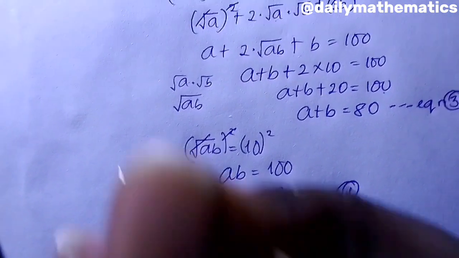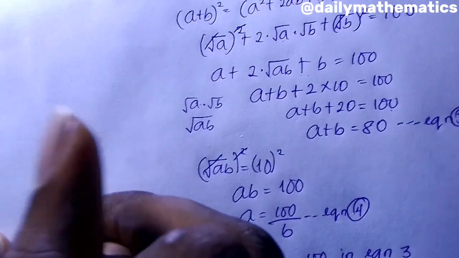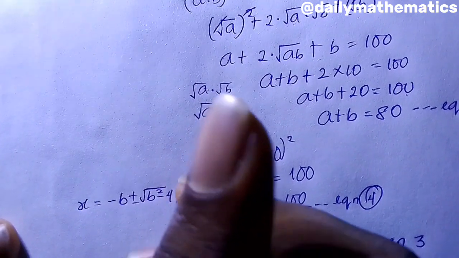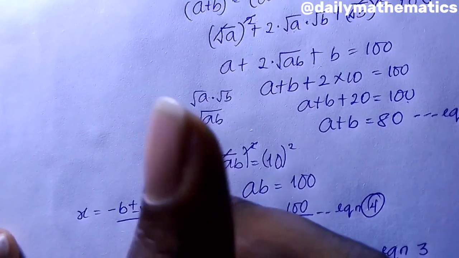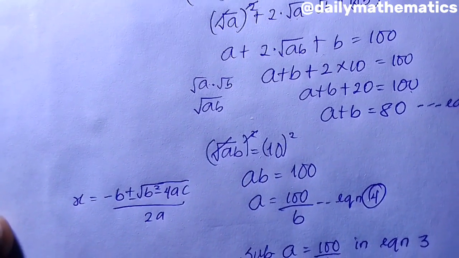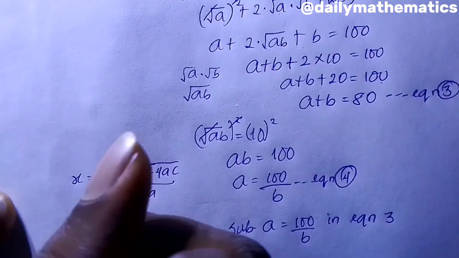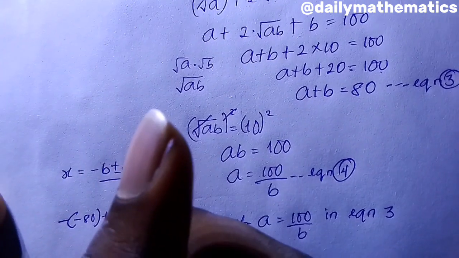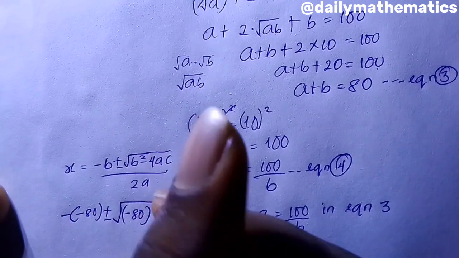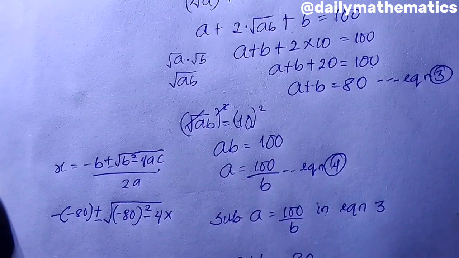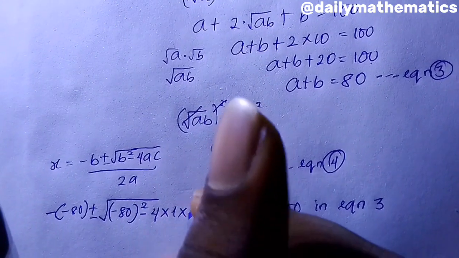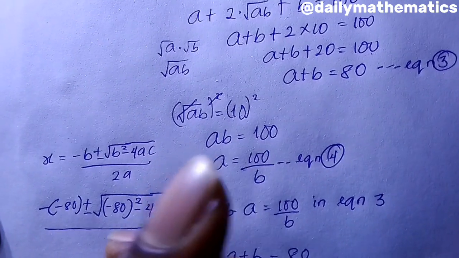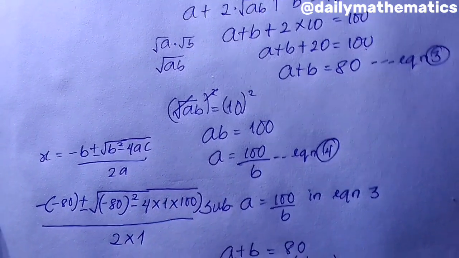So from here we have x equals, let's rewrite the formula, minus b plus or minus the square root of b squared minus 4ac, over 2a. So x equals minus b, which is minus 80, so we have minus 80 plus or minus the square root of b squared, b is minus 80 all squared, minus 4 times a is 1 times c is 100, right? And over 2a means a is 1, so 2 times 1, right?